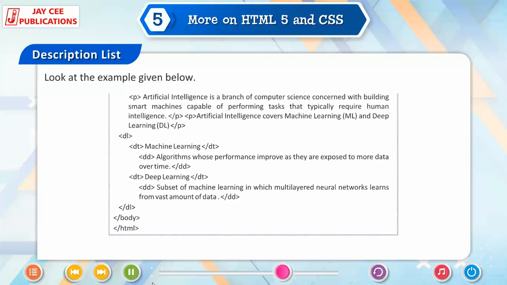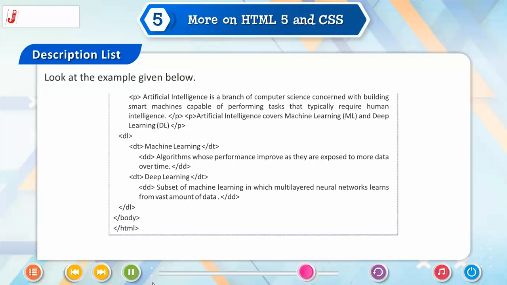Open P tag, Artificial intelligence is a branch of computer science concerned with building smart machines capable of performing tasks that typically require human intelligence. Close p-tag, open p-tag. Artificial intelligence covers machine learning (ML) and deep learning (DL). Close p-tag, p-tag or paragraph tag.